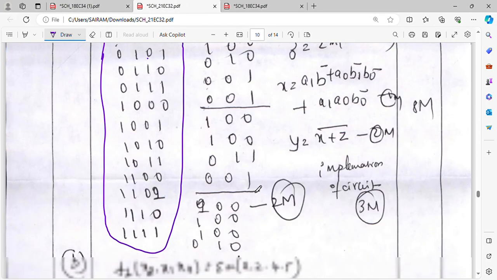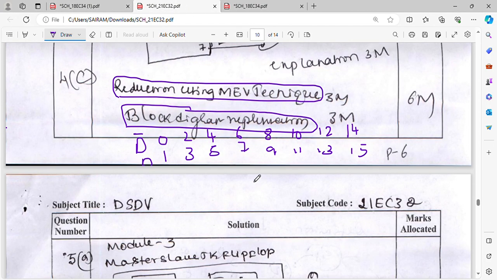Then what you are supposed to do is, you are going to write the block diagram. Block diagram, which one? The 8:1 multiplexer block diagram, and for that you are going to connect all this.